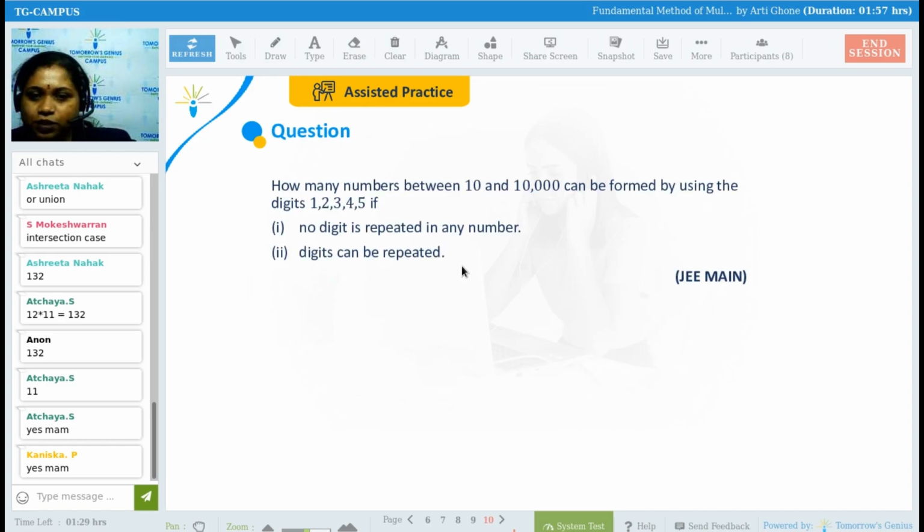Now, next one. This much space is enough for this question. How many numbers between 10 and 10,000 can be formed by using the digits 1, 2, 3, 4, 5, if digits can be repeated, and if no digit is repeated in any number?